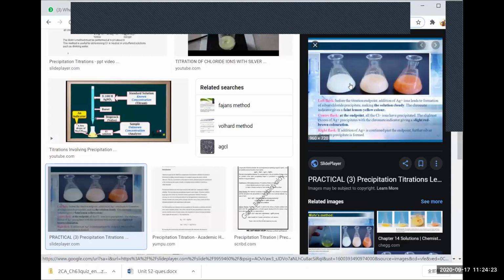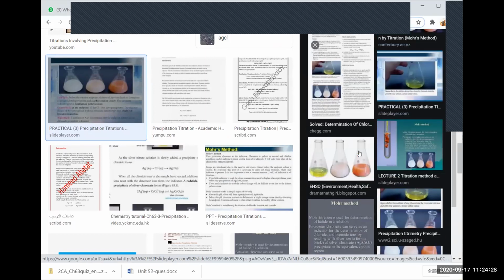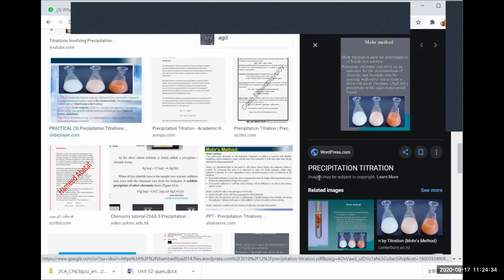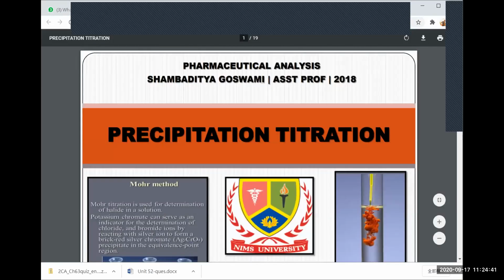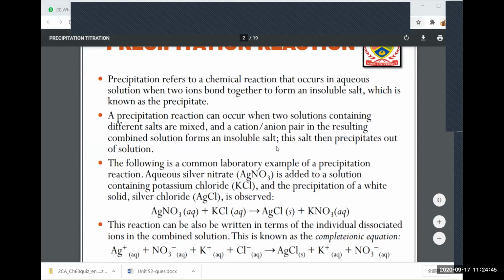Let me show you something about the graph. The graph is on this part. Now you may see it here. You have so many different types of that. This is Mohr's method. Can you see that? Mohr's method. This is a type of precipitation titration.